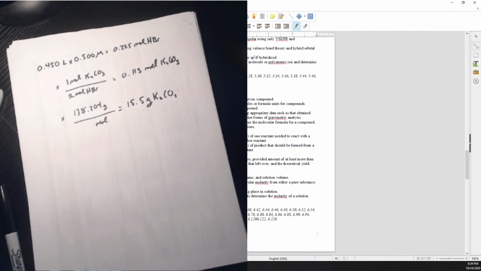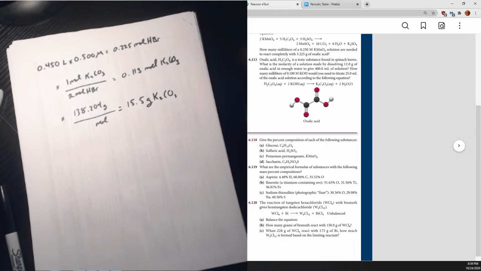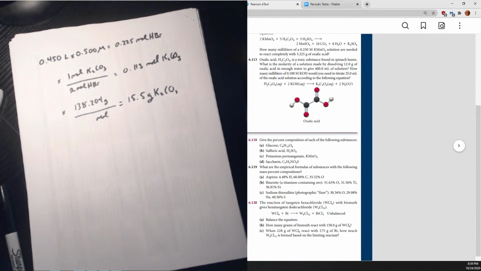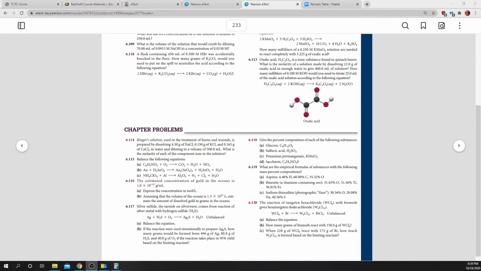Okay, who's next? That was 110. Next up is 114. Ringer's solution, used in the treatment of burns and wounds, is prepared by dissolving 4.30 grams of sodium chloride, 0.150 grams of potassium chloride, and 0.165 grams of calcium chloride in water, and diluting it to a volume of 500 mL. What is the molarity of each of the component ions in the solution?